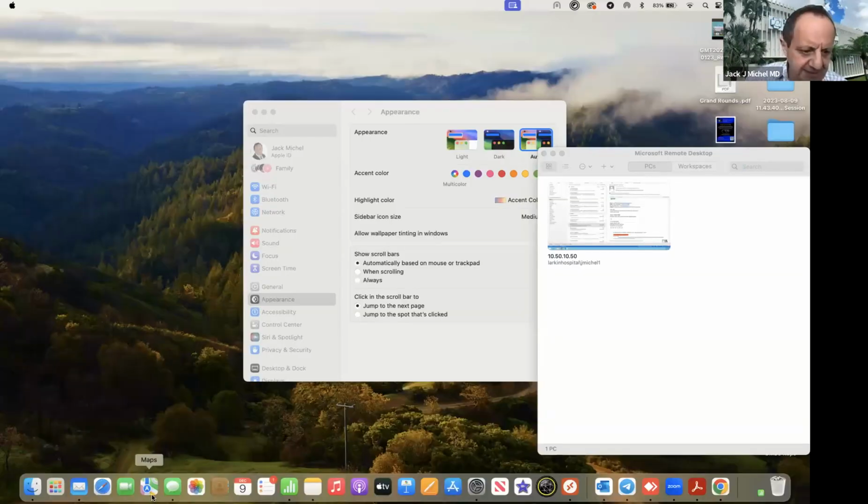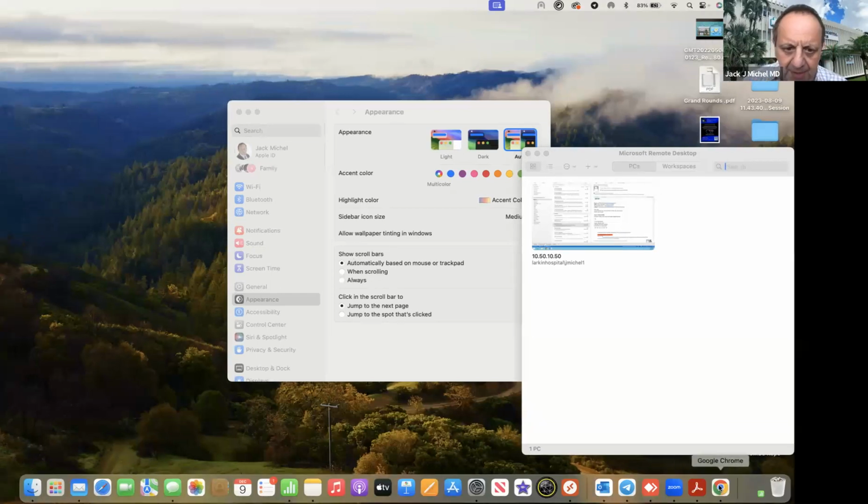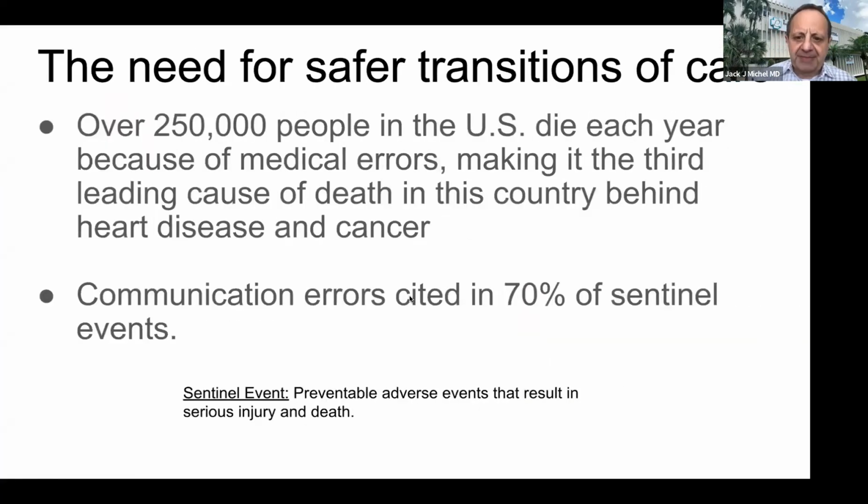So our topic today is transition care, commonly known as patient handoffs. There's a lot of misunderstanding of what the implications are of not having effective handoffs. This is when you sign off a patient to another resident, or an attending signs off a patient to another attending.